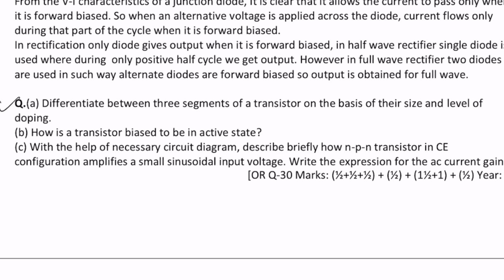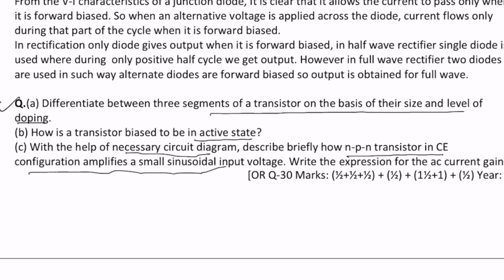Differentiate between the three segments of a transistor on the basis of their size and level of doping. How is a transistor biased to be in active state? With the help of a necessary circuit diagram, describe briefly how an NPN transistor in common emitter configuration amplifies a small sinusoidal input voltage. So we have two types of transistors, one is NPN, another is PNP. There are different modes of configuration: common emitter, common base, common collector. So it is in common emitter mode, correct?